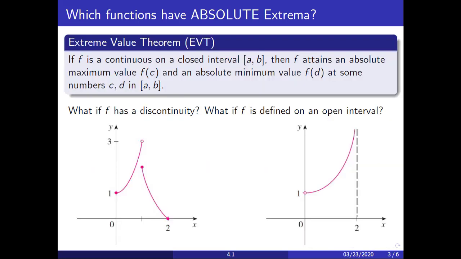Here are some examples to show that if a function does not satisfy the hypothesis of the extreme value theorem, it need not have absolute maximum or minimum values. The graph on the left is that of a discontinuous function, and though it has a minimum value, f of 2 equals 0, it does not have any maximum value. The graph on the right, of a continuous function on an open interval, has neither a maximum nor a minimum.